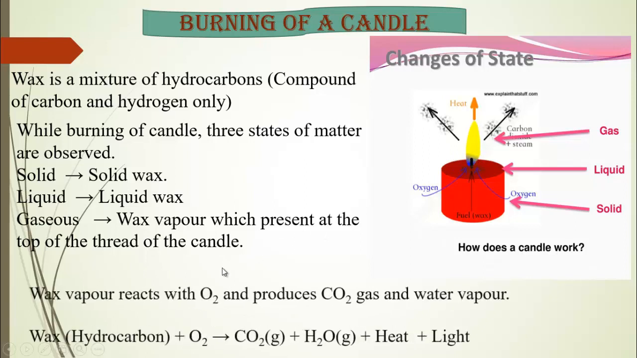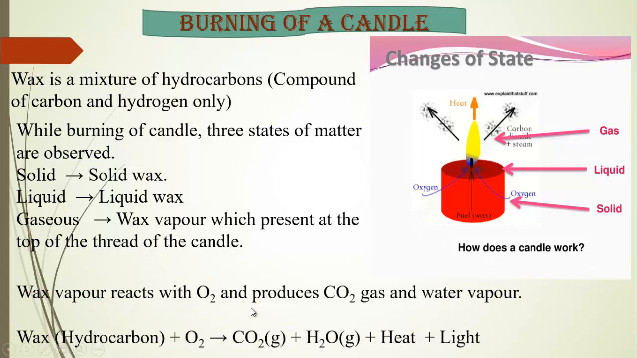And wax vapor reacts with oxygen and produces what? Carbon dioxide gas and water vapor. This is the chemical change. In this way you can write the equation: wax plus oxygen produces what? Carbon dioxide gas, water vapor, and also through the burning of a candle we will get heat and also light energy. So actually this is the phenomenon of burning of a candle.